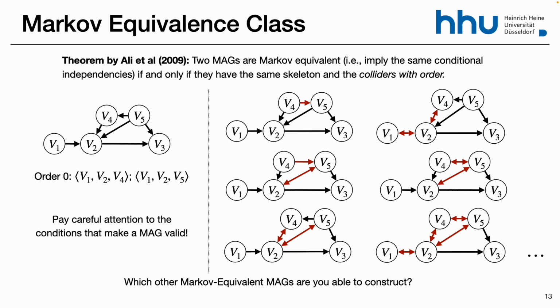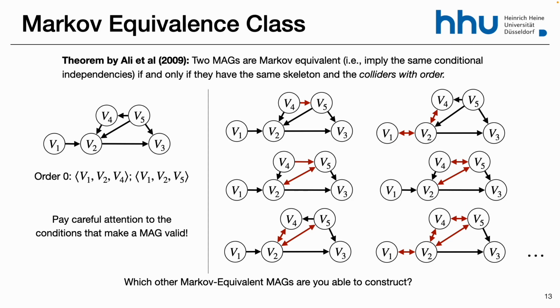Now the V1. So this is a collider: V1, V4, and V2 form a collider. So you need this. You cannot remove this, but you don't know what's happening here. And you can't create a cycle there, so it has to be bidirected.